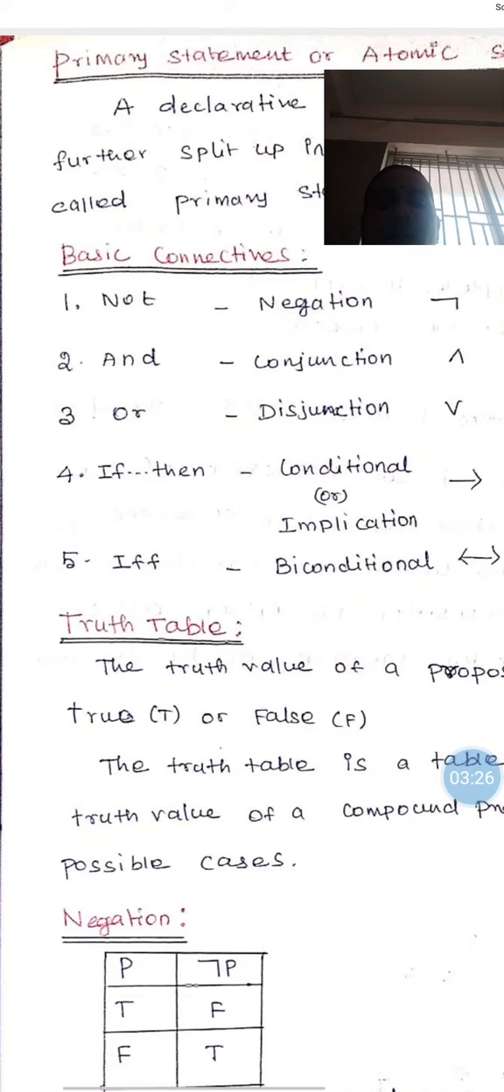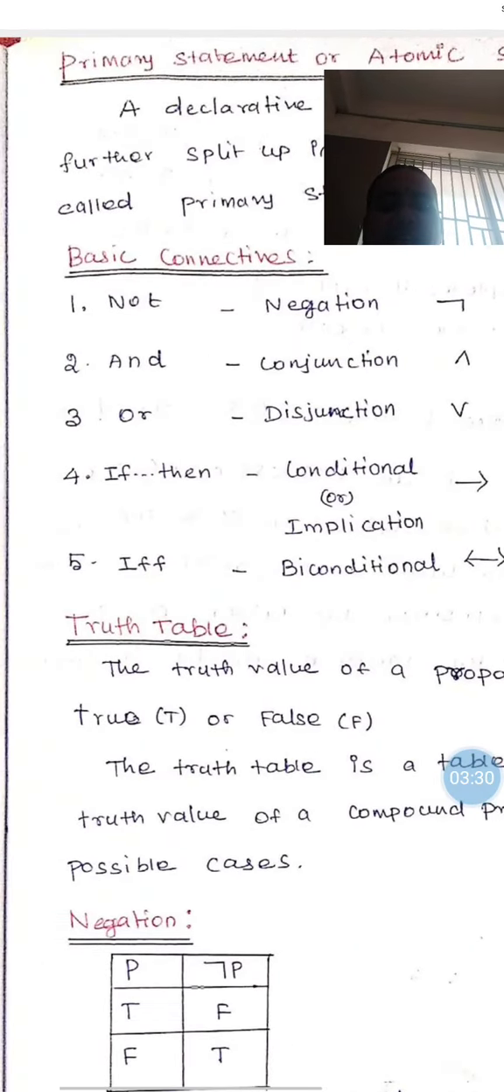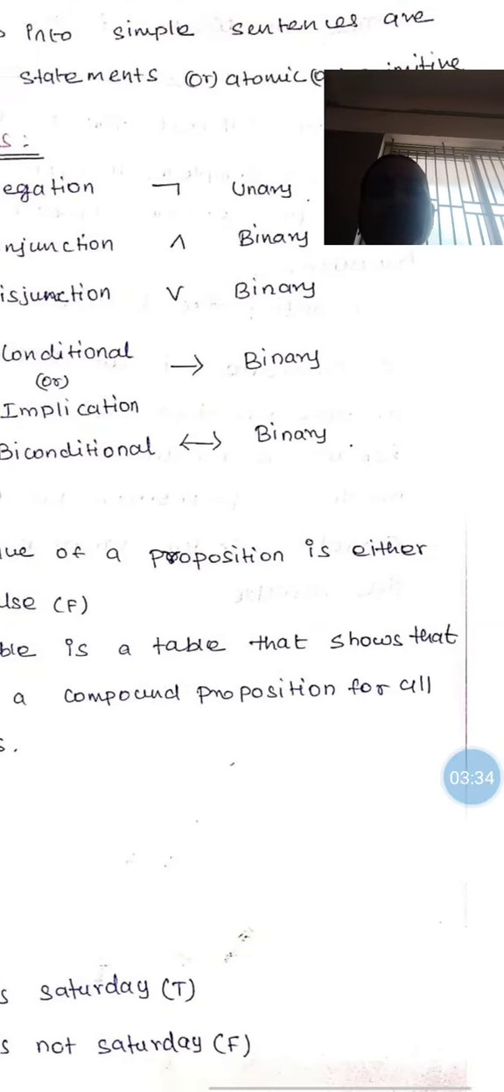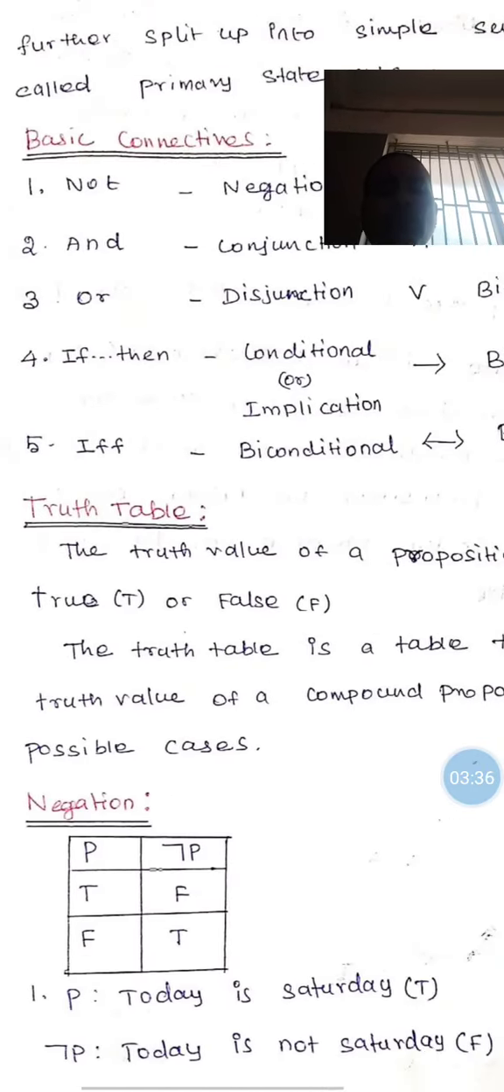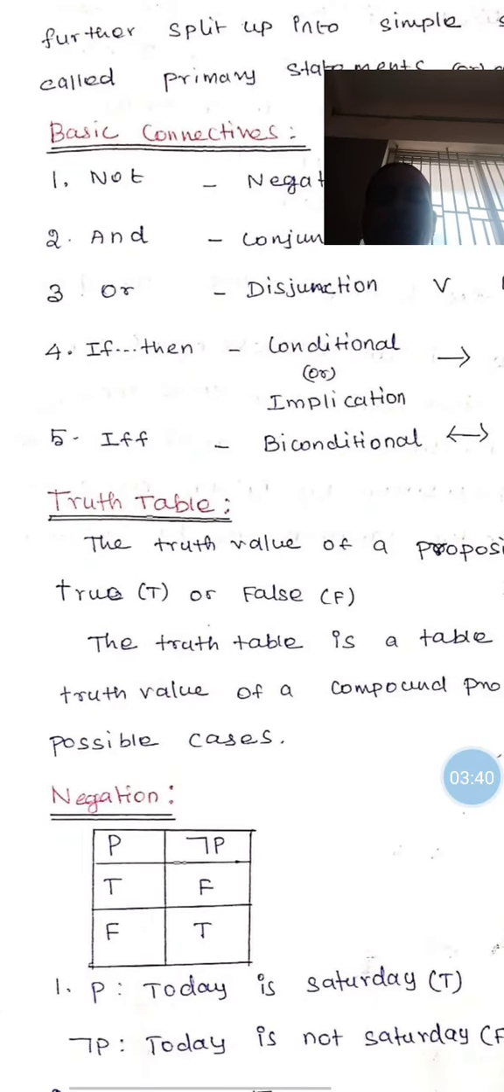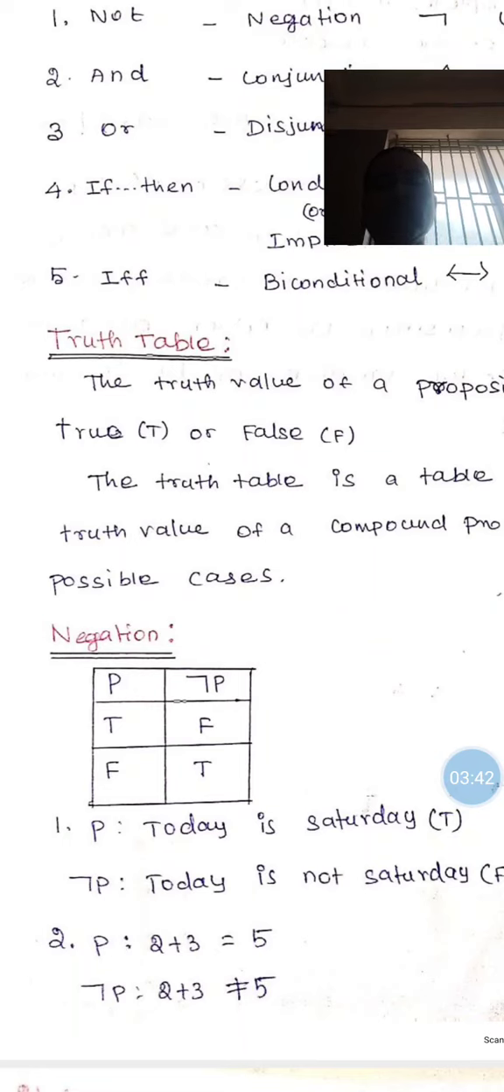Then truth table. The truth table of a proposition is either true or false. The truth table is a table that shows the truth value of a compound proposition for all possible cases. First we see the truth table for negation. That is, if P is true, then negation P is false. If P is false, then negation P is true.